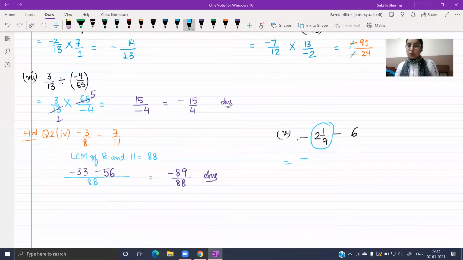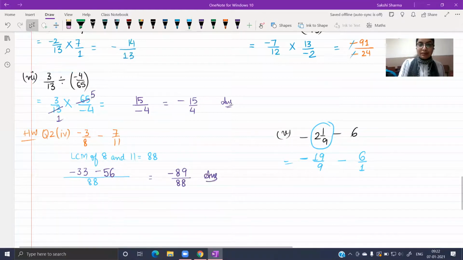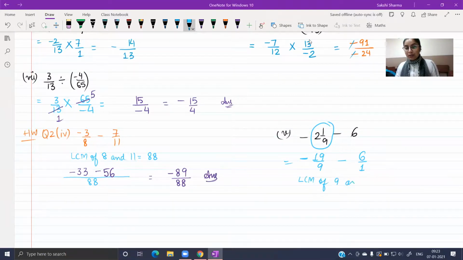9 into 2 plus 1. And 6 can be written as 6/1. That's correct, Bhavya. Now I would like to find the LCM of the denominators. The LCM of any number with 1 is the number itself.